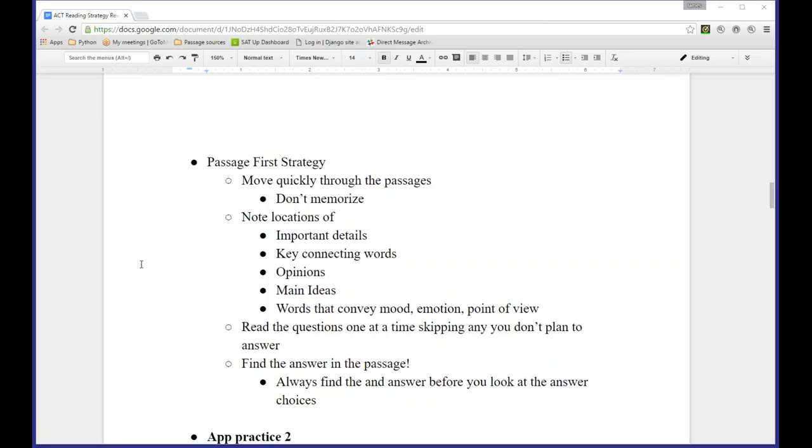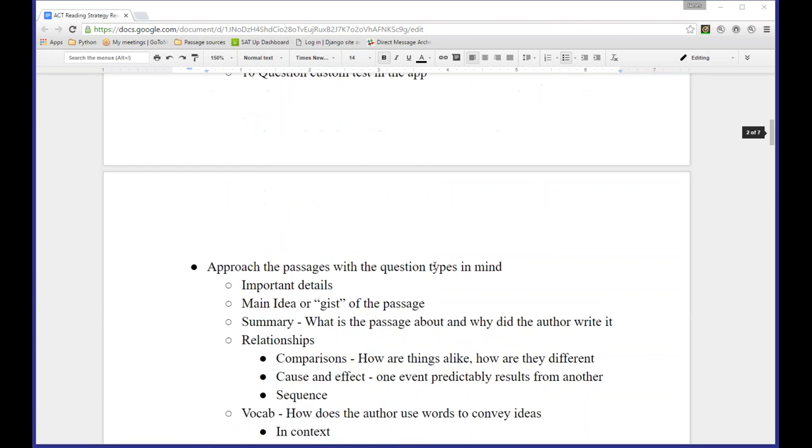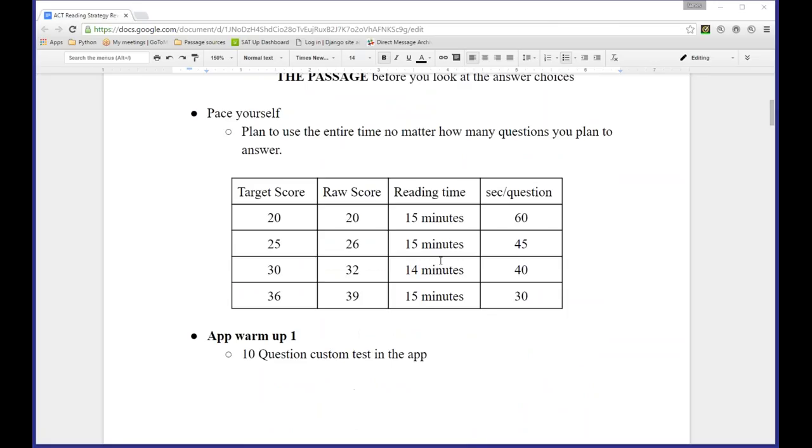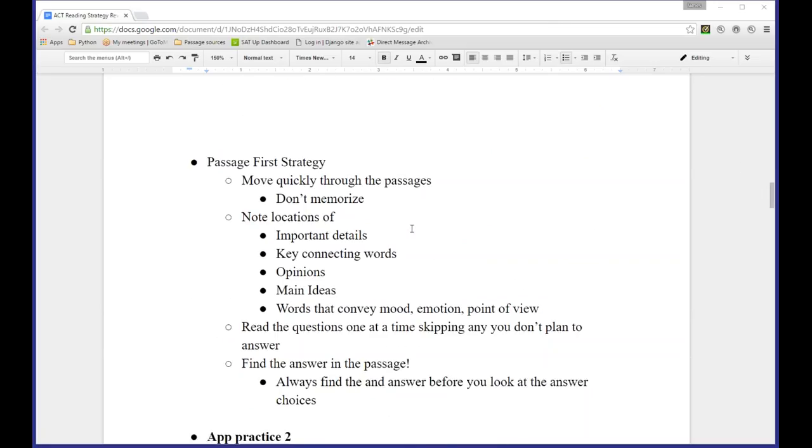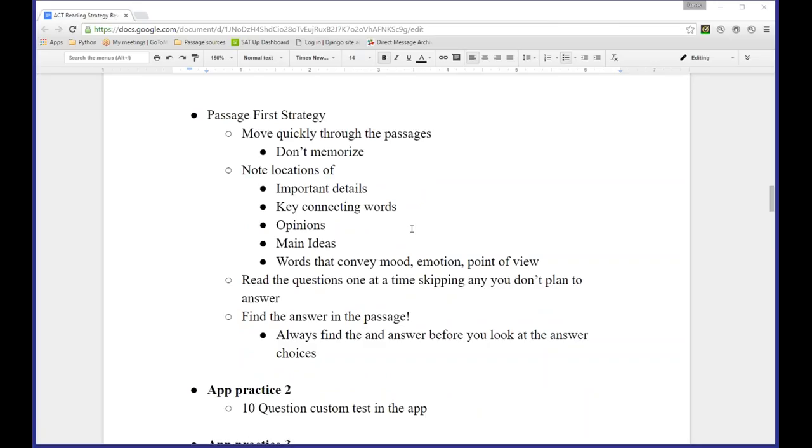So we need to move quickly through the passages. Remember, we're giving ourselves a total of about 15 minutes to read the passages, and there are four of them. So we've got about 4 minutes per passage. We can't be dawdling. We can't be messing around. Don't try to memorize it. Don't try to fully understand it.